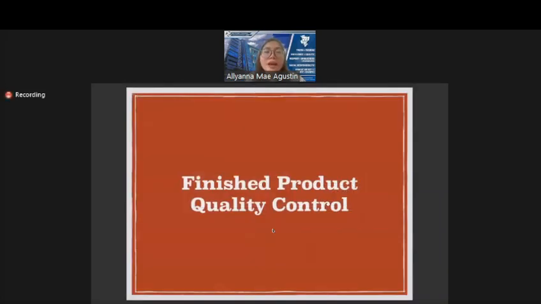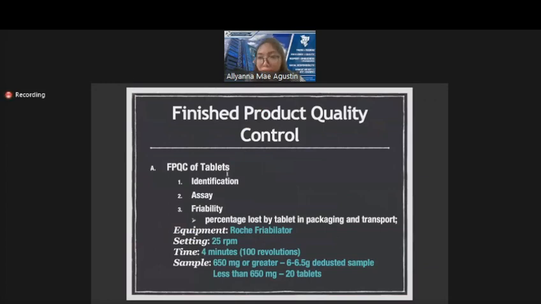And then, we have your finished product quality control. First, for tablets: identification, assay, and next, friability. The identification class is what I said earlier: it can be IR, chemical, physical. For assay, there are different assays: instrumental, biological, etc. The next specific test is friability, which is the percentage lost by the tablet in packaging and transport. In hardness earlier, it was the ability to resist breakage. But friability is the percentage of weight lost by the tablet.